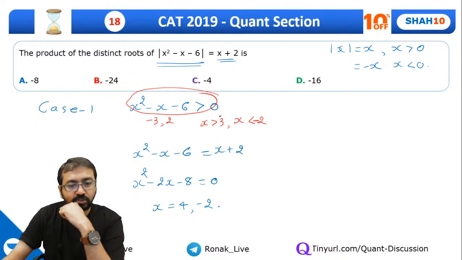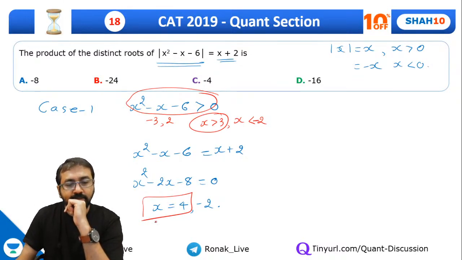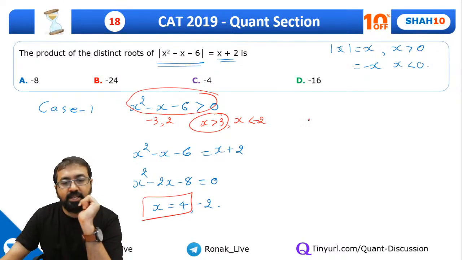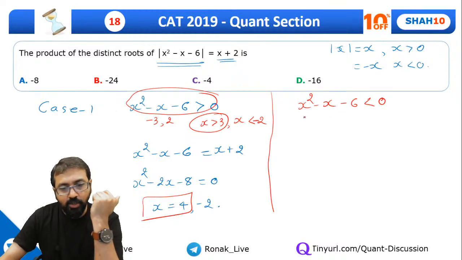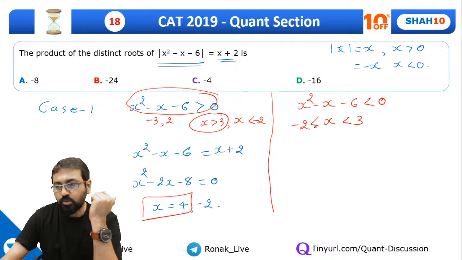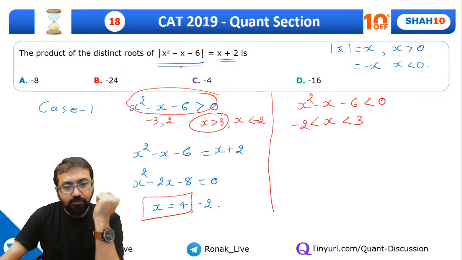So which value satisfies? Only one value satisfies over here, correct? Okay, so we'll take this as the range. Now if I take the second case, x square minus x minus 6 less than 0. Again, according to this one, x will come out to be between 3 and minus 2, right? Now this is less than 0, so this has to be negative. So what will I get over here?